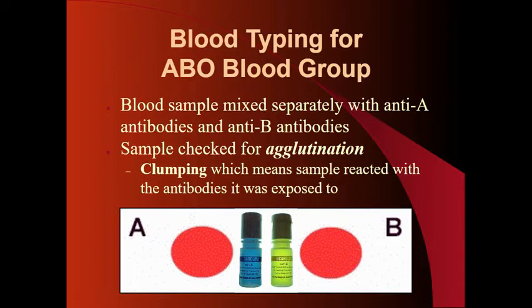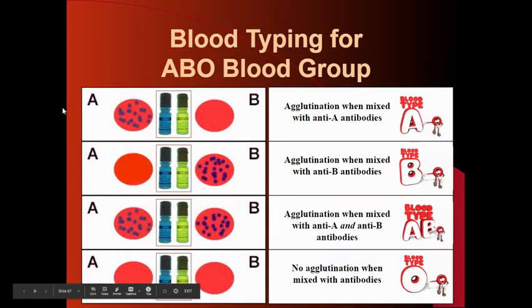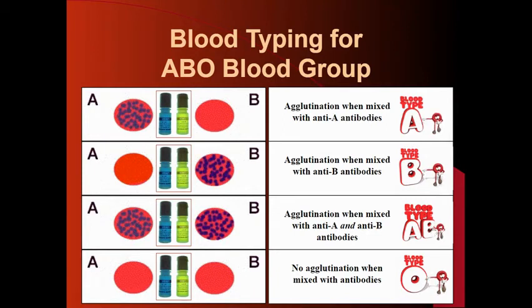So we would put a couple of drops of blood in the A section and a couple of drops of blood in the B section. We would add the different anti-A and anti-B antibodies and then look for results. So our first sample up here, we see that when mixed with the A antibodies, we have clumping. We have no clumping with the B antibodies.